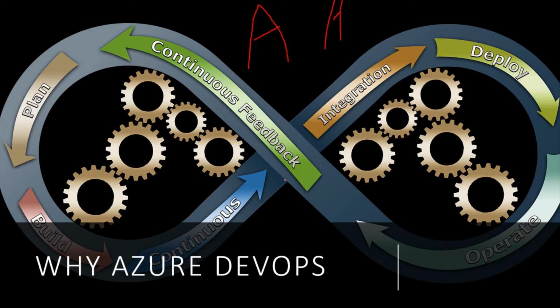So what we do here is we are trying to automate the whole process. This is DevOps, and to do that, we have multiple providers. One of them is Azure. So that's why it's Azure DevOps.